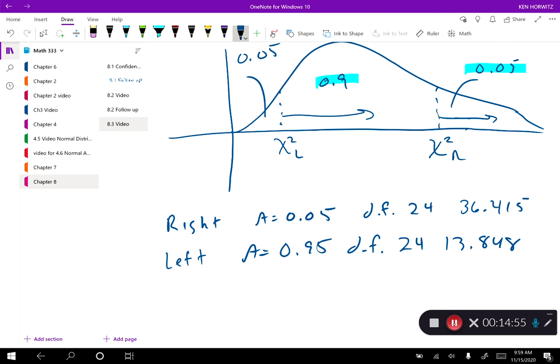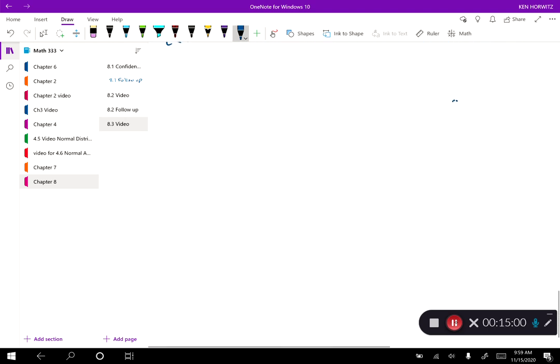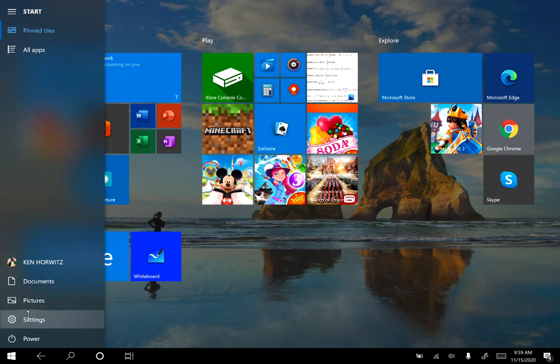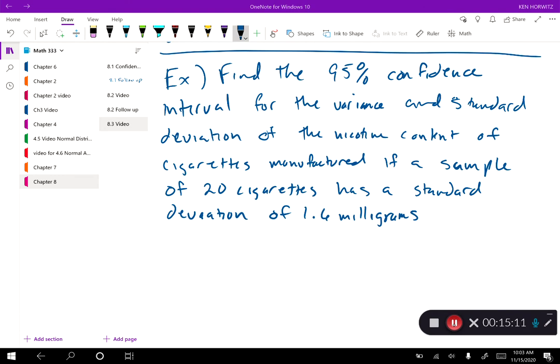All right, so let's go to an applied example. Let's try this example. Find the 95% confidence interval for the variance and standard deviation of the nicotine content of cigarettes manufactured if a sample of 20 cigarettes has a standard deviation of 1.6 milligrams.